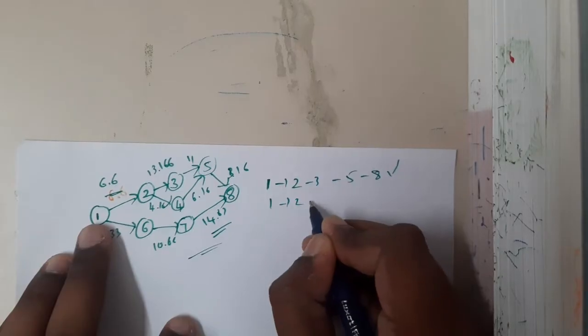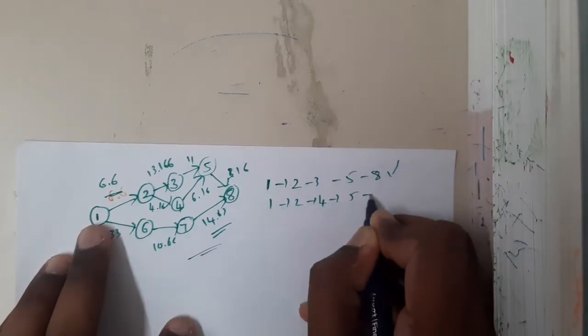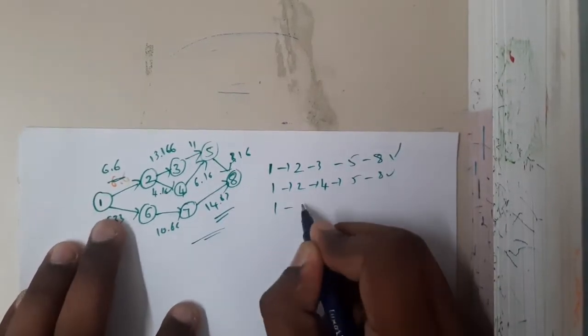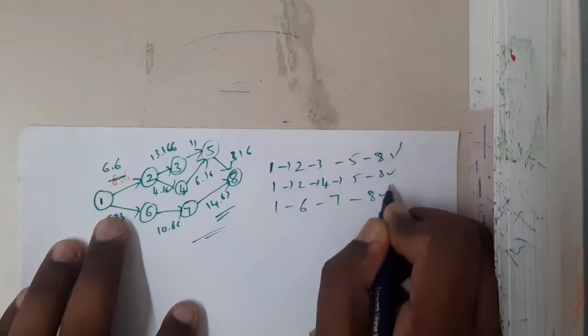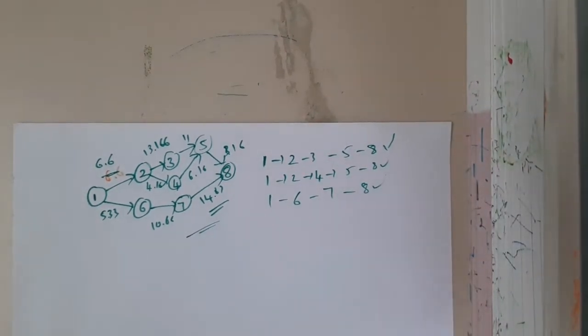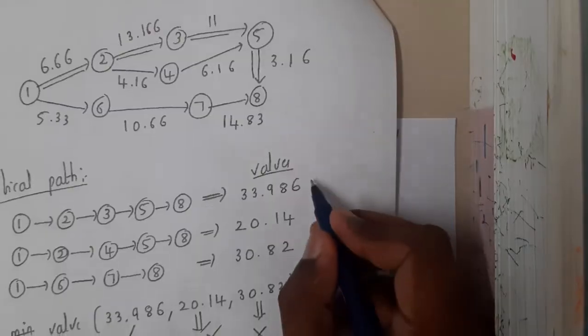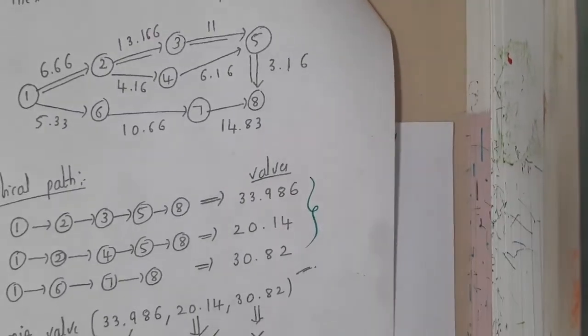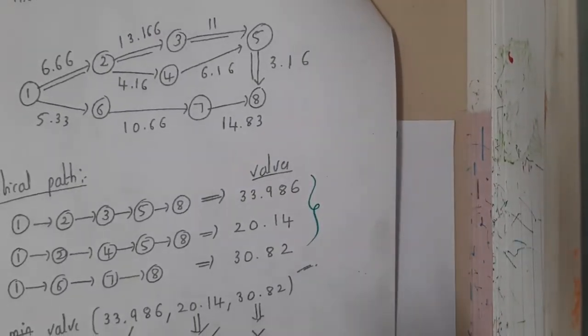Similarly 1 to 2, 2 to 4, 4 to 5, 5 to 8. This is one possibility. 1 to 6, 6 to 7, 7 to 8. This is one possibility. So I'll be calculating for each and every value. So I got these three values. Among these three values we will be selecting the maximum value, guys.